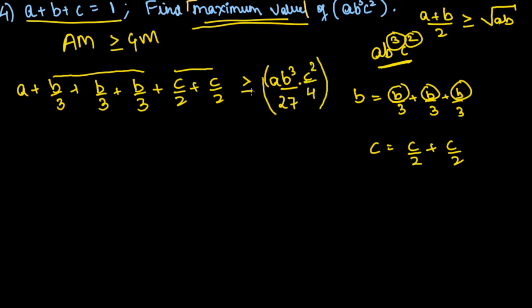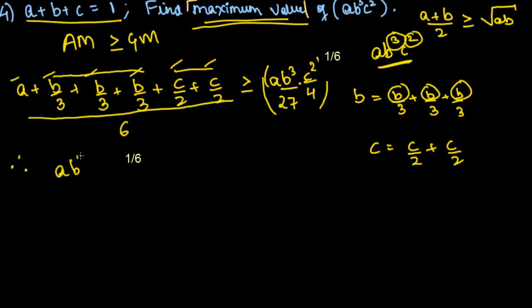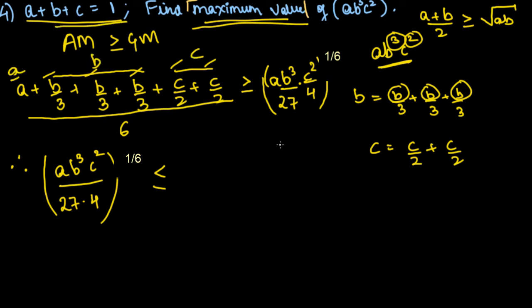the whole raised to, what will it be? How many terms are there? 1, 2, 3, 4, 5, 6. The whole raised to 6. Alright. And this will be upon 6, of course. So a b cube c square upon 27 times 4, the whole raised to 6, would be less than or equal to, what is abc, right? This is just a, this is just b, this is just c. So a plus b plus c is 1. So I'll write 1 there and I'll divide it by 6, writing this 6 as it is.